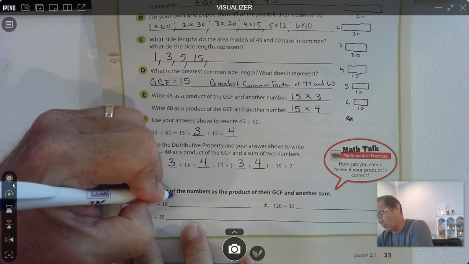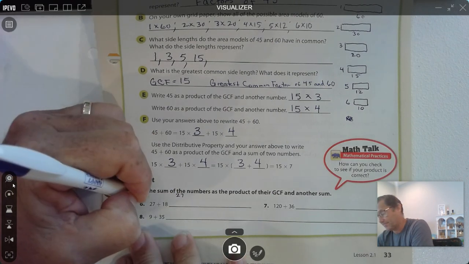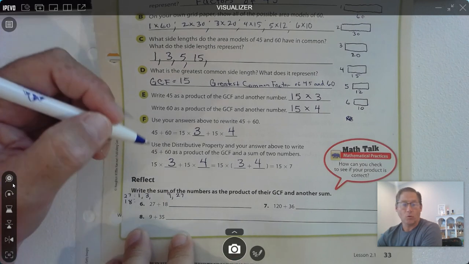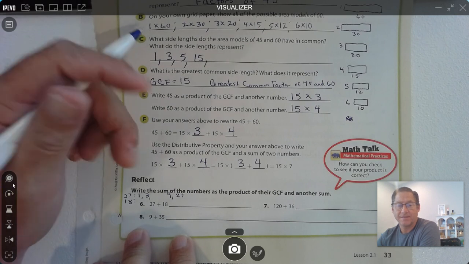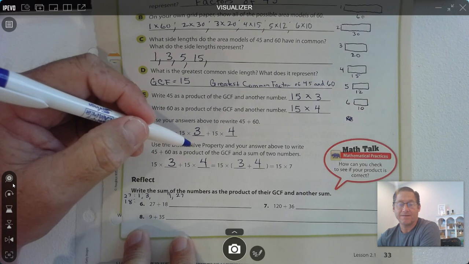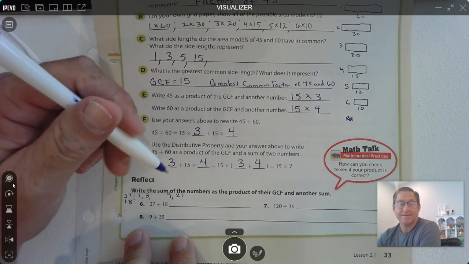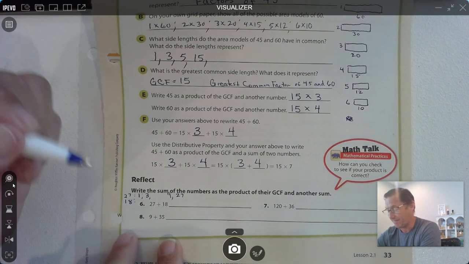Factors of 27 are 1 and 27. 2 is not a factor. 3 is. 4 is not. 5 is not because it doesn't end in 5 or 0. 6 is not because it's not divisible by 2 and 3. 7 is not a factor of 27. 8 is not a factor of 27. 9 is. Okay, so there's only 4 factors of 27.